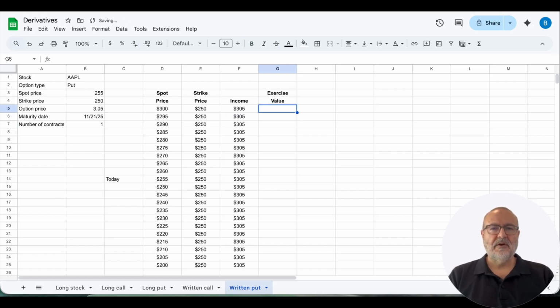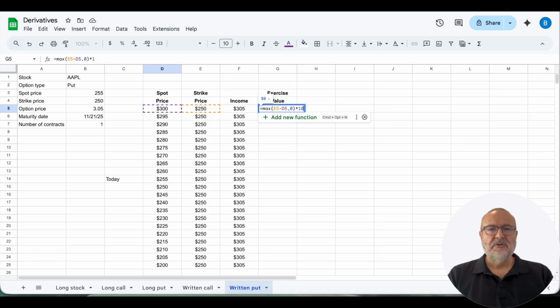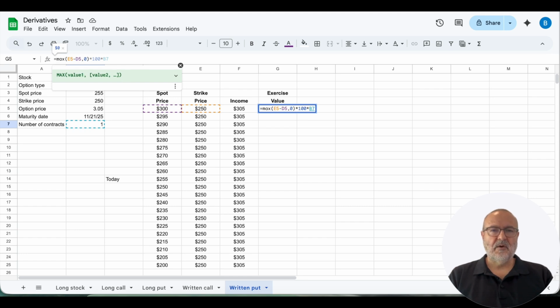Remember that any income that the option buyer earns is our loss, and any income we earn is option buyer's loss. Notice that the exercise value for a written put option is the same as the long put option, except we multiply it with -1. Buyer's profit is our loss.